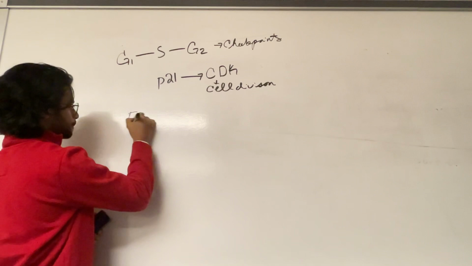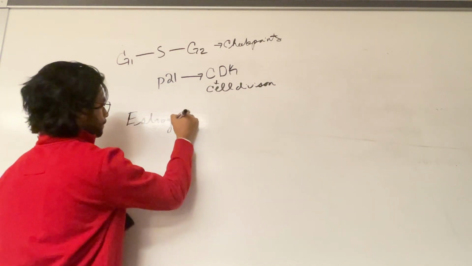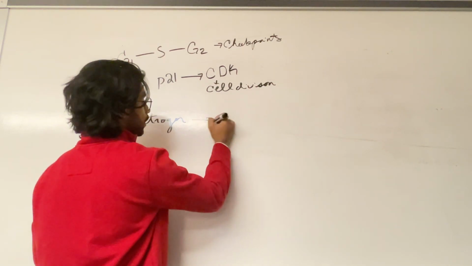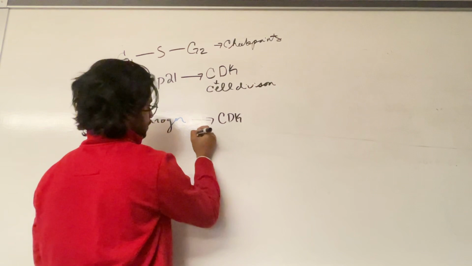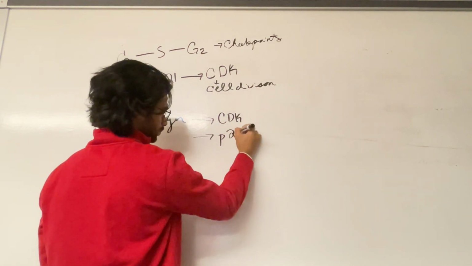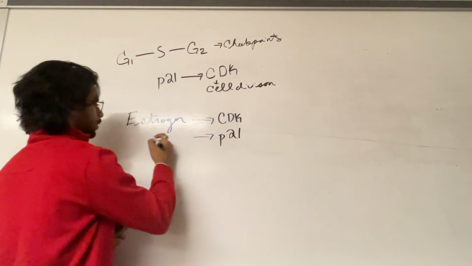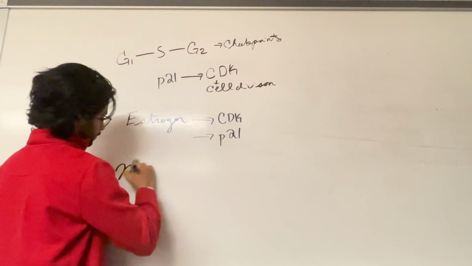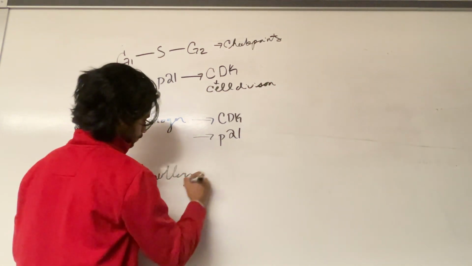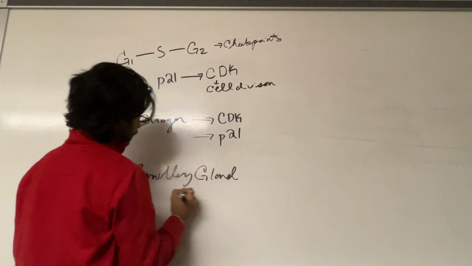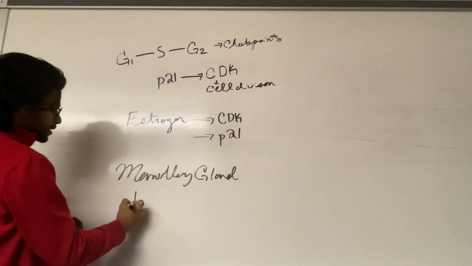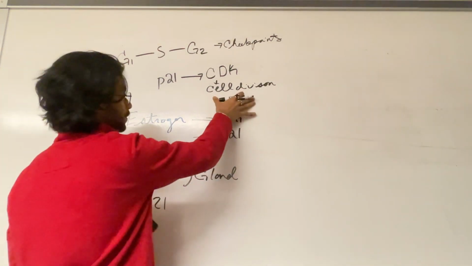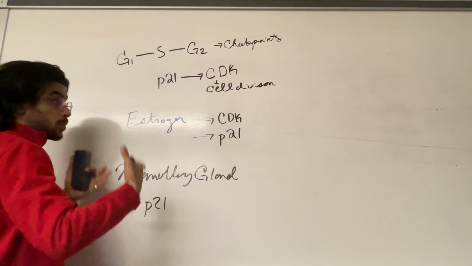Estrogen is able to control and regulate the amount of CDK as well as p21. So if we look at a mammary gland, estrogen can decrease the amount of p21, hence reducing the amount of stops, the amount of time the CDK could be slowed down in the process of cell division.